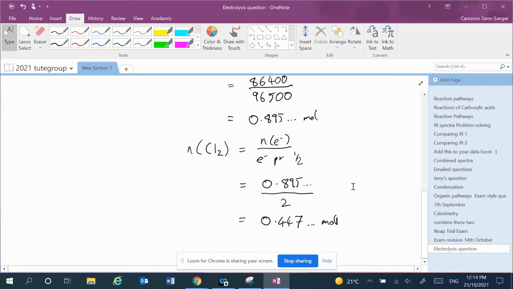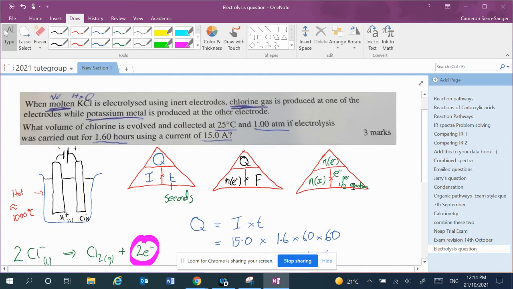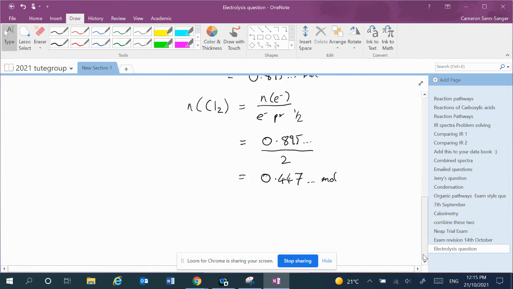There's a good time to actually go back and reread the question. Looking at the question, we're asked for what volume, and these conditions here lead us towards SLC. In the data book, we're told that is 24.8 litres per mole.